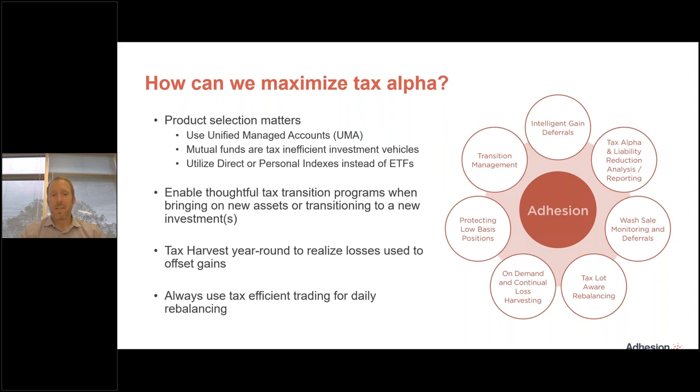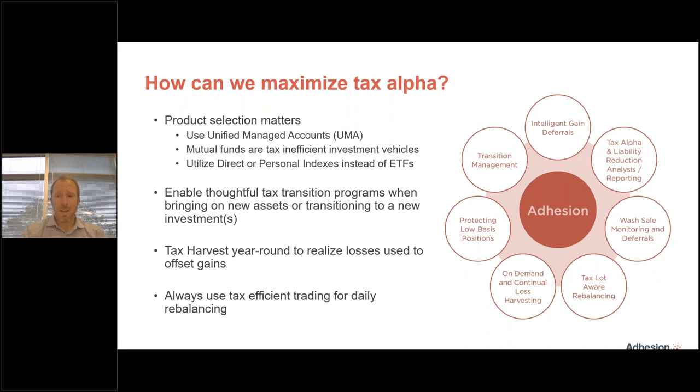We'll dive into detail on the bottom 2 bullet points, but the first 2 I want to talk about on this slide. The first point, with the second bullet point here, is that tax transition programs should always be used when bringing on new assets or transitioning into new managers or funds. We should always be looking at the positions that are going to be sold and moving those into accounts in a thoughtful manner so that the client isn't realizing a massive amount of gains at one point.